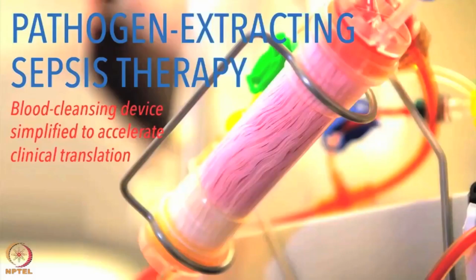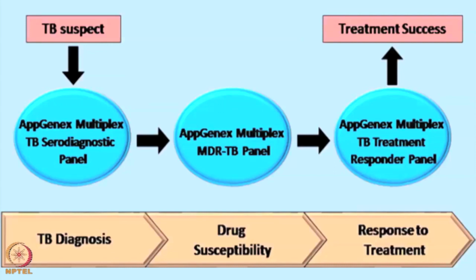And if we could get something like this, a pathogen extracting sepsis therapy, a blood cleansing therapy which could cleanse all the organisms, it would be wonderful for physicians. Then a panel for TB diagnosis, a panel for drug susceptibility, and a panel to see the response to treatment. This is something which would help us a lot because tuberculosis is extremely rampant in our country.